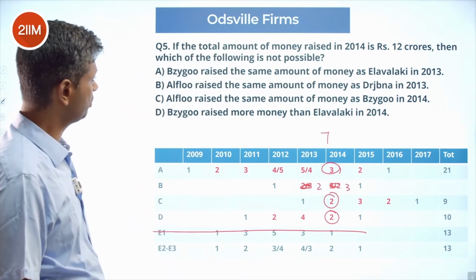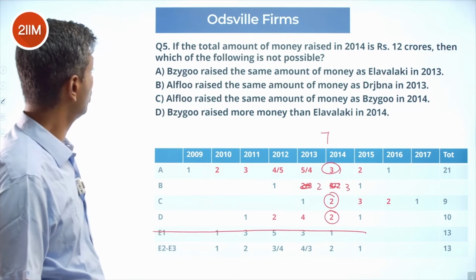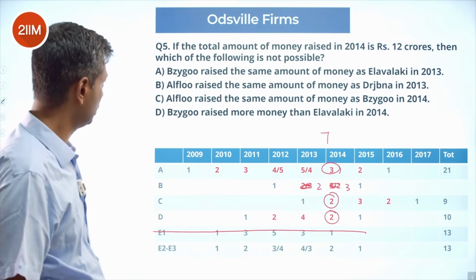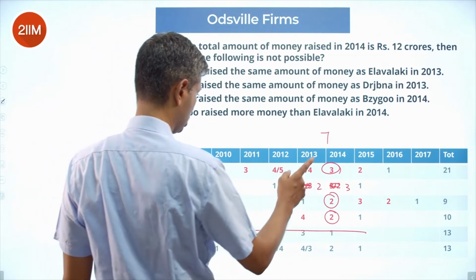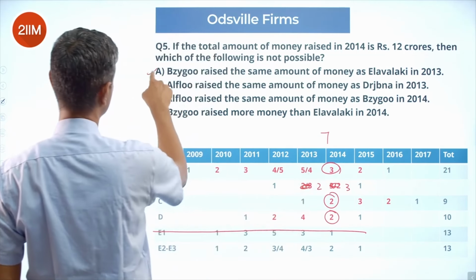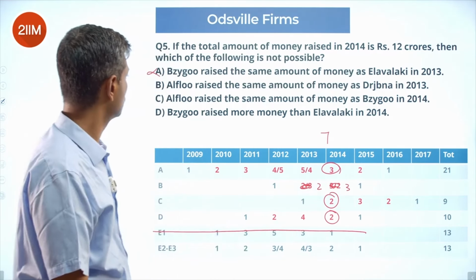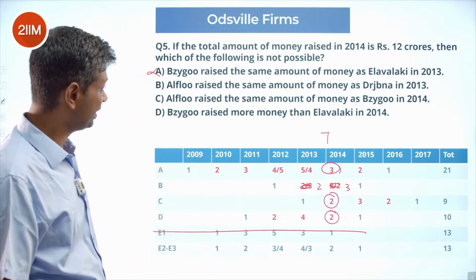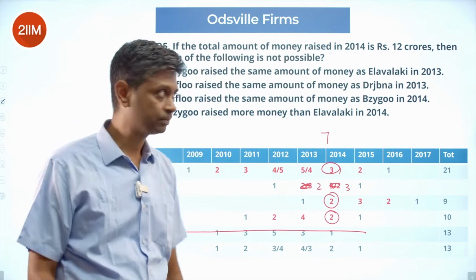Zygo raised the same amount of money as Elavalaki in 2013. 2013, okay, which of the following is not possible? B and E, same amount in 2013. 2 and 3 versus 4, that's not possible. This is 4 or 3, that is only 2, not possible. A raised the same amount of money as the D in 2013. A and D could be same, 4 and 4 is possible.